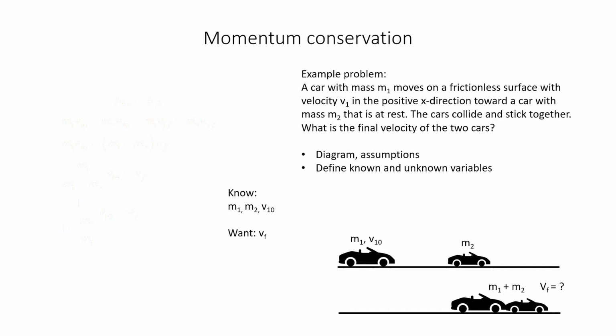Now let's define our known and unknown variables. We know the masses of the two cars, m1 and m2, and the initial velocity of car 1, v10. We want the final velocity of the cars that are stuck together. We can just call that v final.